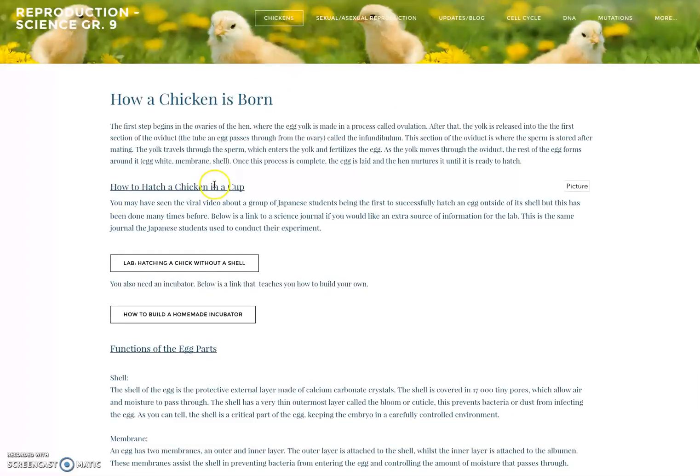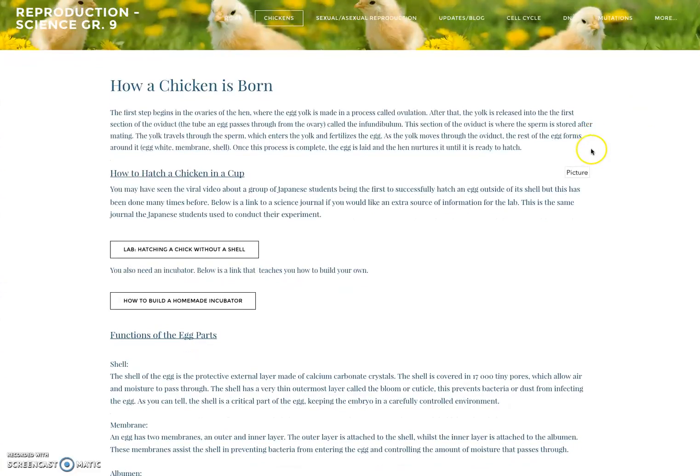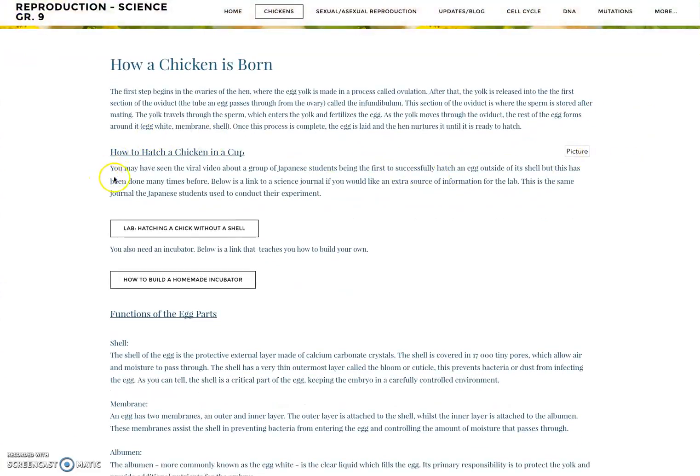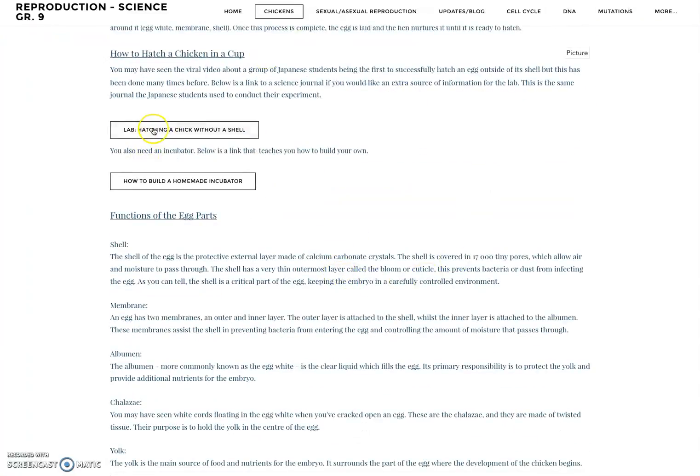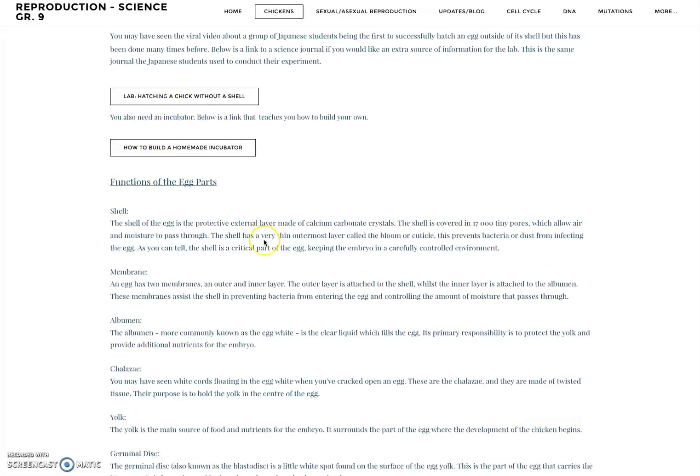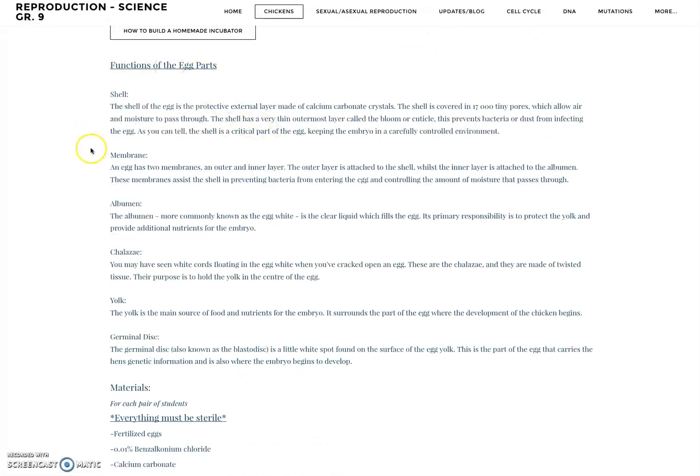So this first paragraph just briefly tells how the reproduction process naturally occurs in a chicken. And next are sources of information for how we went through with our chicken in a cup experiment. And here are some links to each of the websites. And then down here is a list of the functions of the egg parts, just so that we would know how we would supplement these in our artificial culture vessel.